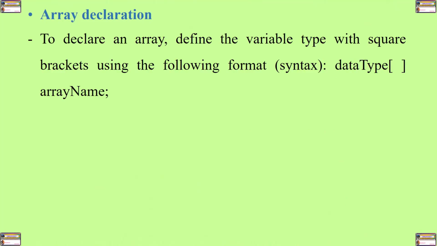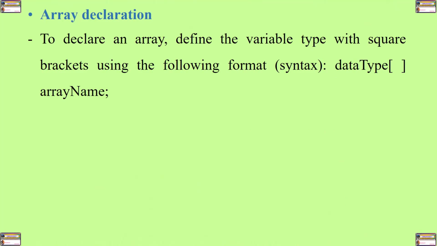My dear students and the rest of the learners, the question that must be lingering in your mind is, how do you tell the compiler that you want to set a memory location aside to hold values of the same type, and these values are several, not just one? So what you do is to declare the array. To declare an array is to define the variable type with square brackets using the following syntax: the data type, then square brackets, followed by the name of the array. So data type, square brackets, array name.